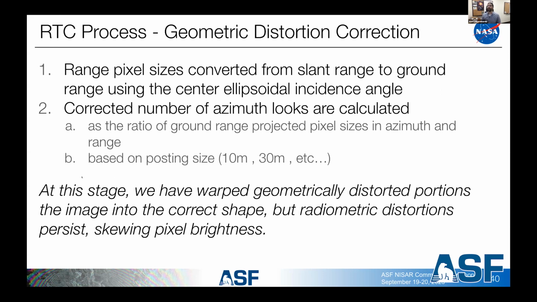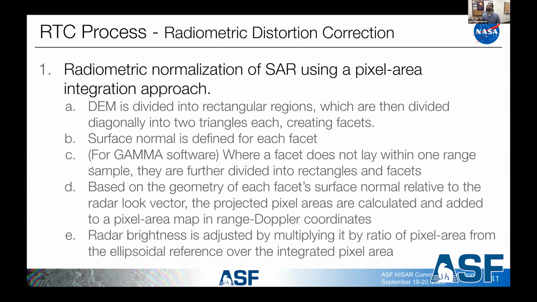And so at this point, the image has been warped back into shape, and the artifacts of those distortions have been removed. However, the brightness, the amplitude, is not accurate because, as I described earlier, areas where all of the signal was accumulated into a smaller area, while we've stretched those out, we haven't done anything with the brightness yet. And so the next step is radiometric distortion correction.